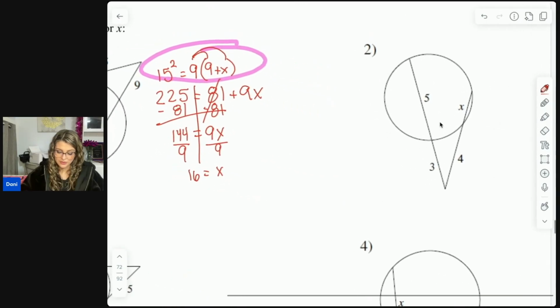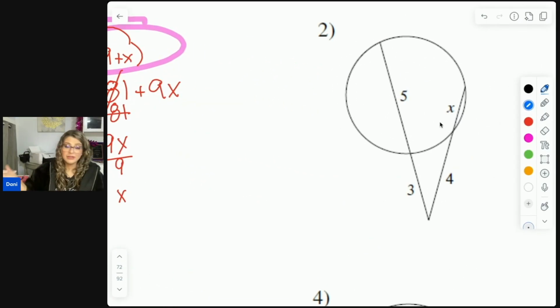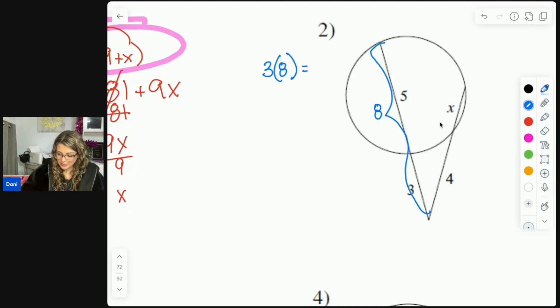This one, we have 2 secant lines. So it doesn't really matter which line we start with, but we are always going to start with the outside part of the line. So in this case, we have 3 times the length of that whole secant line, which is 8. You can really write 3 plus 5 if that makes you happy. It does not make me happy. And then we have the other outside part, which is 4 times the length of its whole part, 4 plus x. All right, and now let the solving commence.